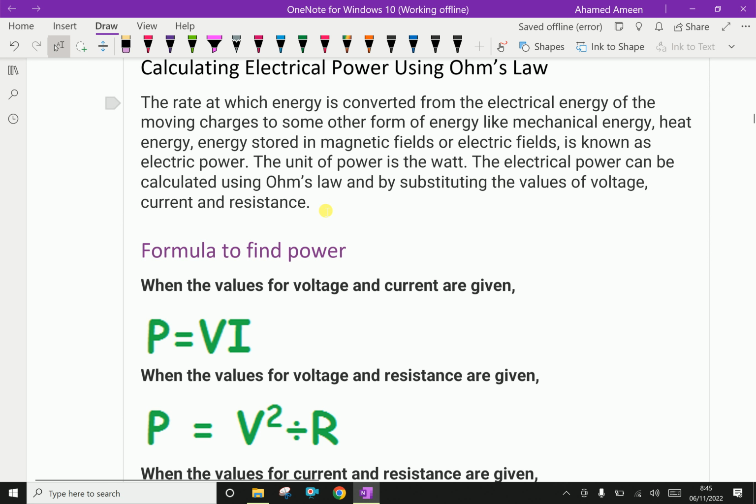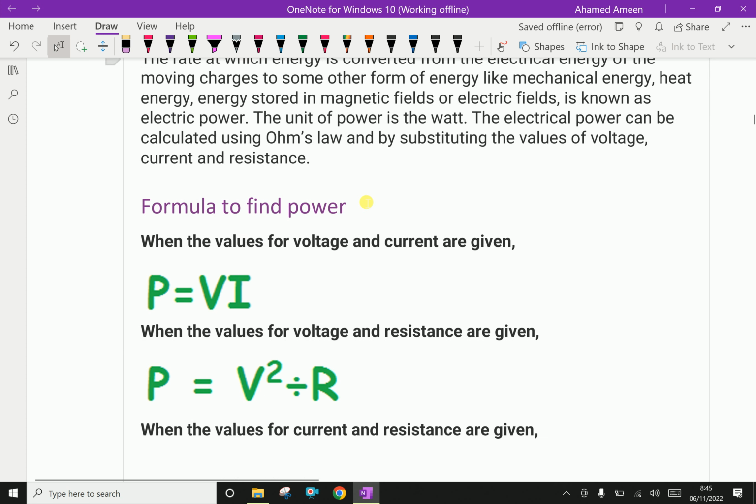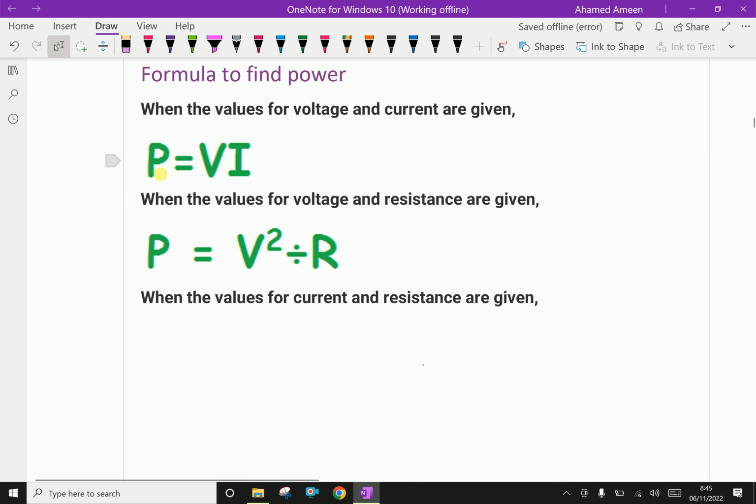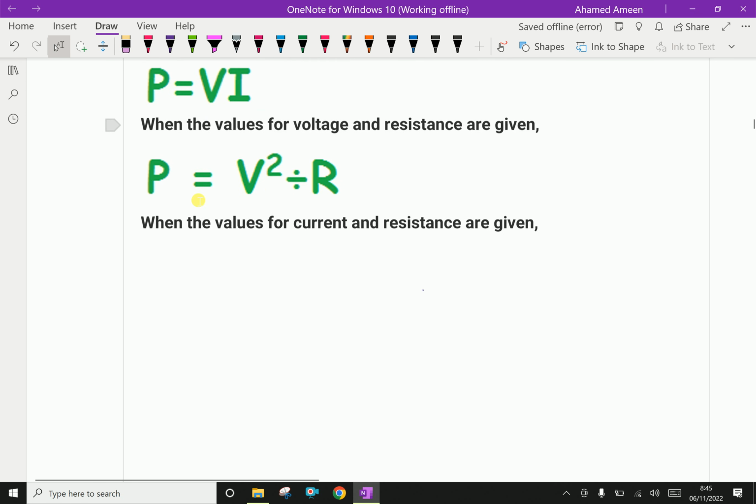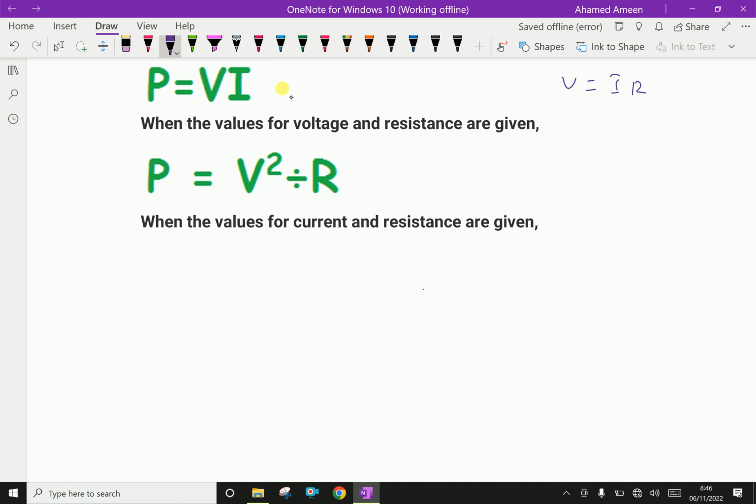The electrical power can be calculated using Ohm's law by substituting the values of voltage, current and resistance. Look at this formula: P equal to VI, power equals voltage into current. Power equals V square over R. That means here we have to substitute the I value. V equal to IR, from this I equal to V over R. Substituting I as V over R, P equals V squared by R.